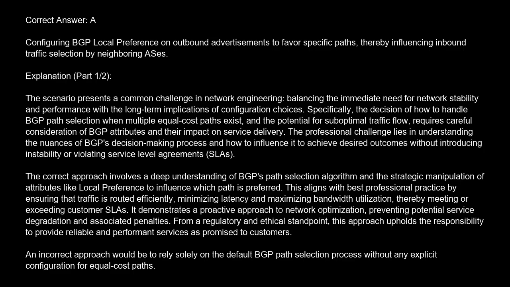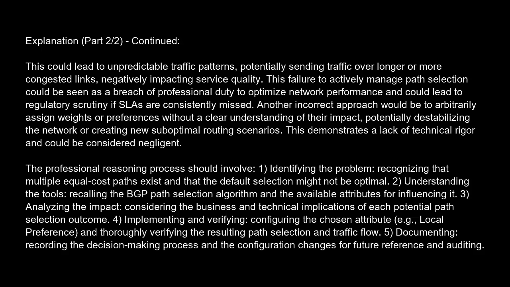An incorrect approach would be to rely solely on the default BGP path selection process without any explicit configuration for equal-cost paths. This could lead to unpredictable traffic patterns, potentially sending traffic over longer or more congested links, negatively impacting service quality. This failure to actively manage path selection could be seen as a breach of professional duty to optimize network performance and could lead to regulatory scrutiny if SLAs are consistently missed. Another incorrect approach would be to arbitrarily assign weights or preferences without a clear understanding of their impact, potentially destabilizing the network or creating new suboptimal routing scenarios. This demonstrates a lack of technical rigor and could be considered negligent.